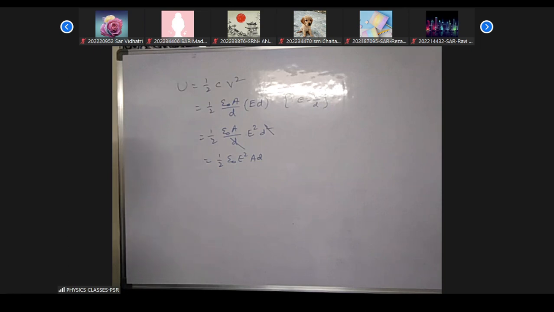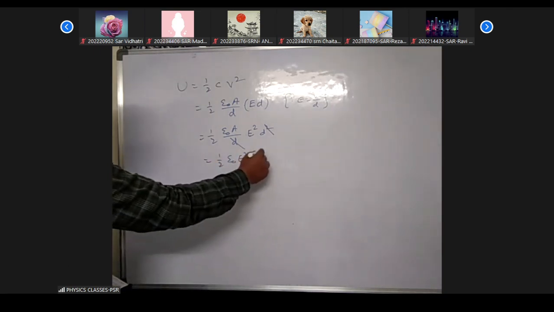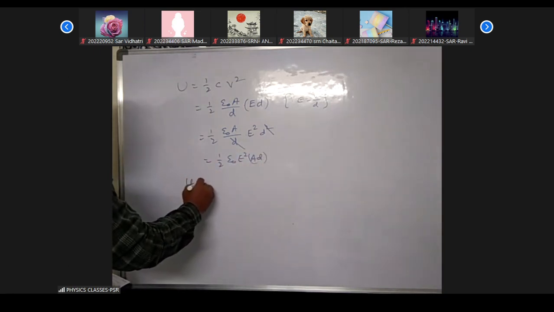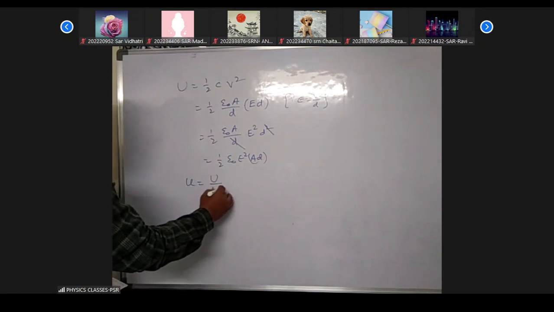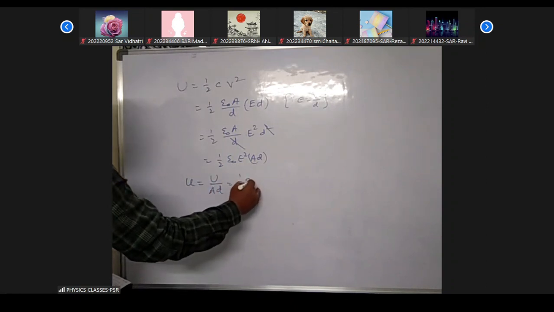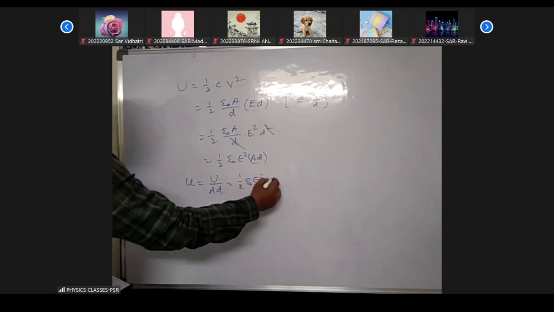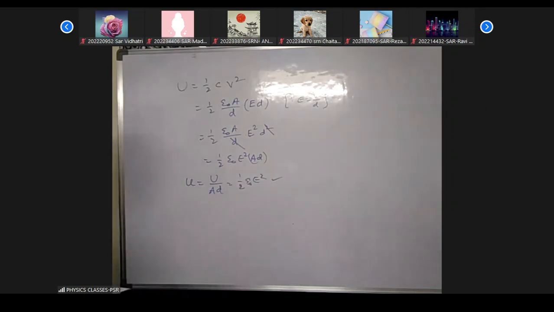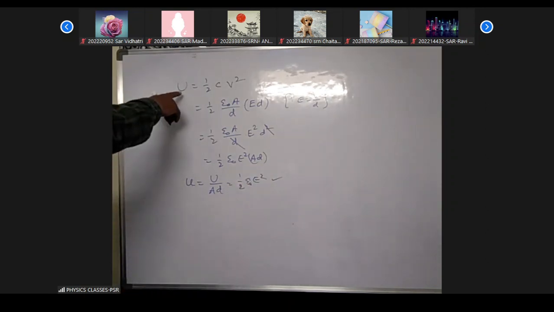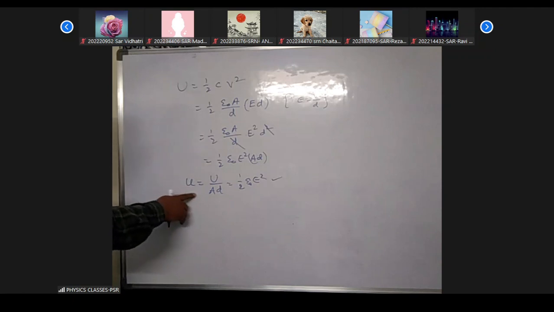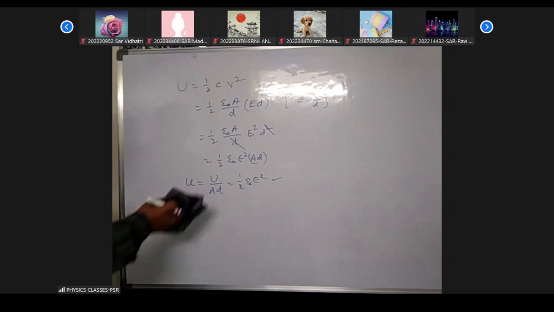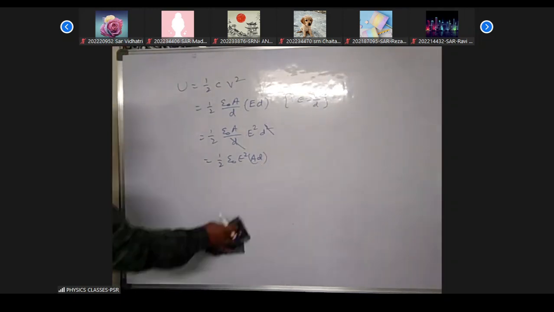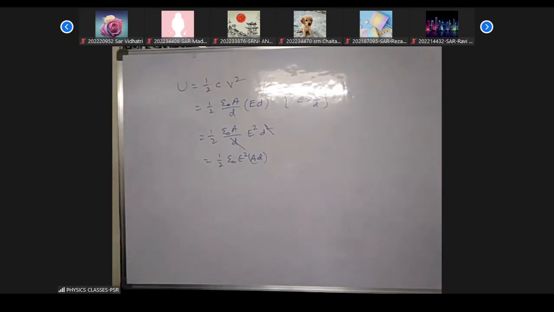Third option. Here Ad is known as volume. So U by Ad is equal to half epsilon naught E square. I gave this one also. This is known as energy, and this is known as energy density: energy stored per unit volume. Okay? Yes, sir. Next.